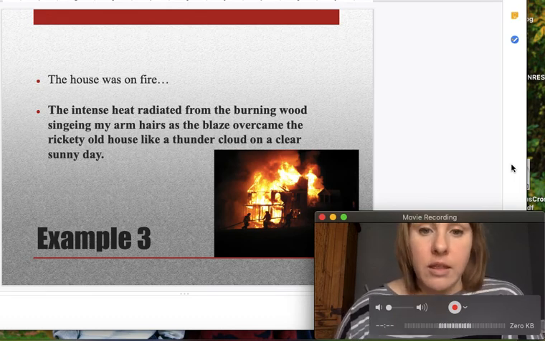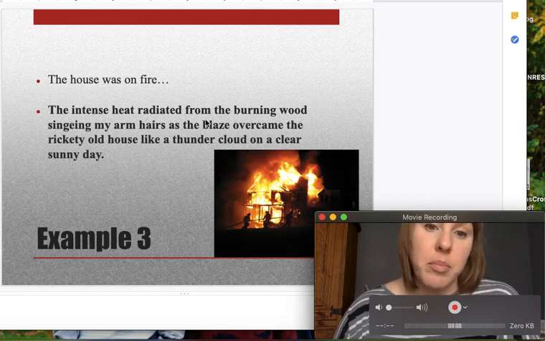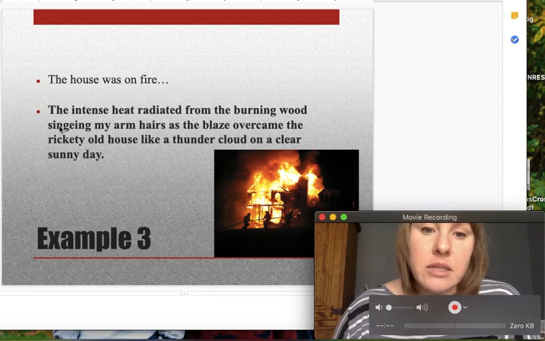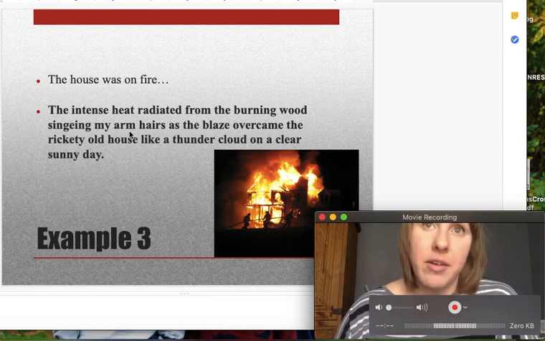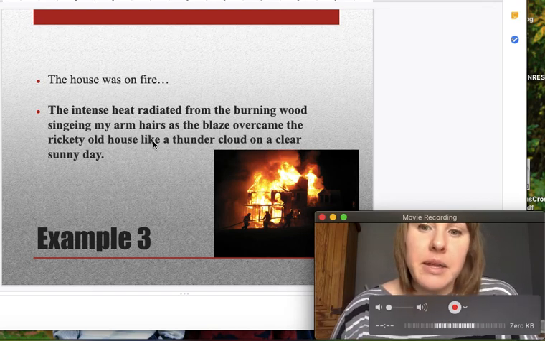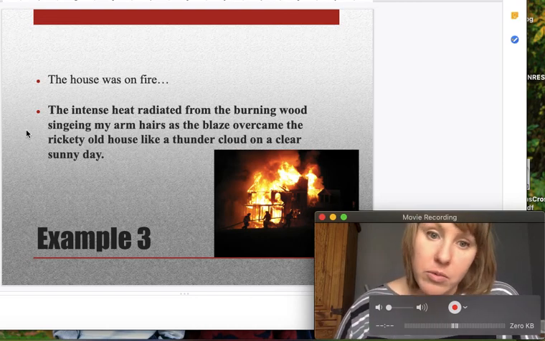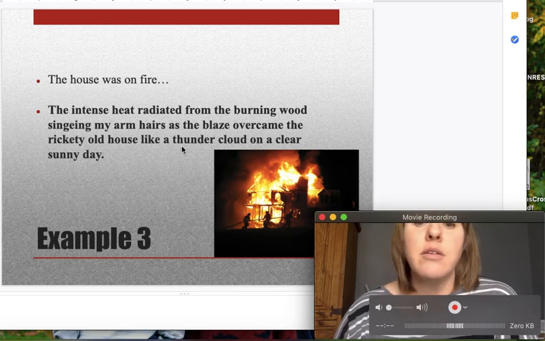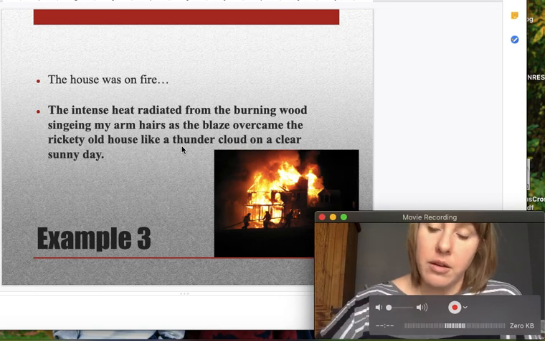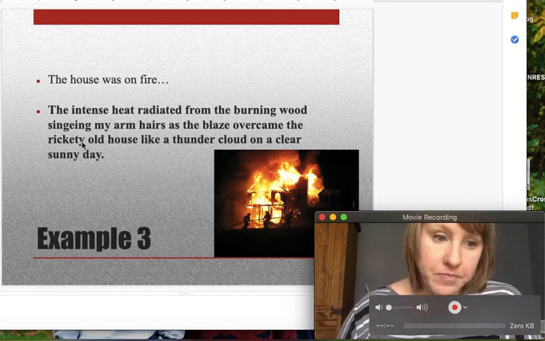So think, the intense heat, that's touch, right? Radiating from the burning wood, okay? Think about burning wood, you're seeing that, right? Singeing my arm hairs. Well, have you ever gotten close to a fire? You feel what it feels like when your arm hairs singe. The blaze overcame the rickety old house. Blaze overcoming is sight. Rickety old house is sound. And then it even throws in a simile here, like a thundercloud on a clear sunny day. So it's comparing this blaze overcoming to a thundercloud ruining a clear sunny day.